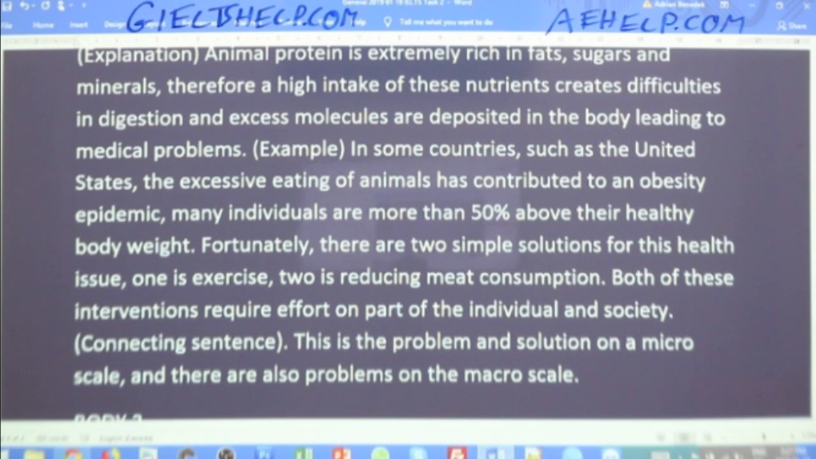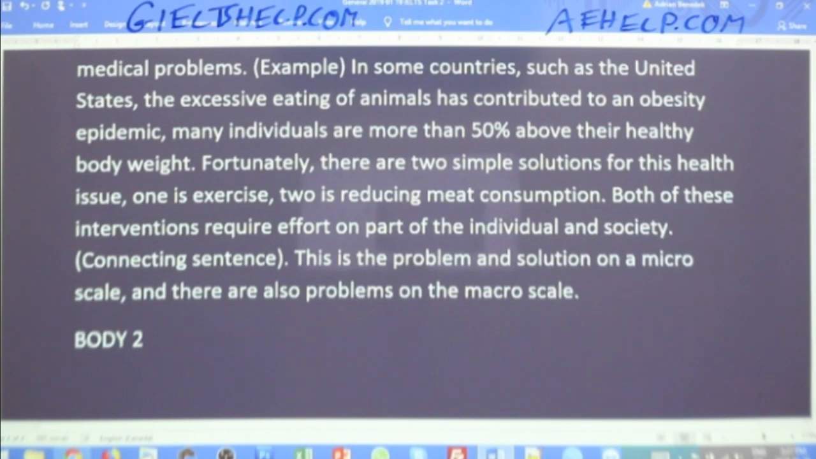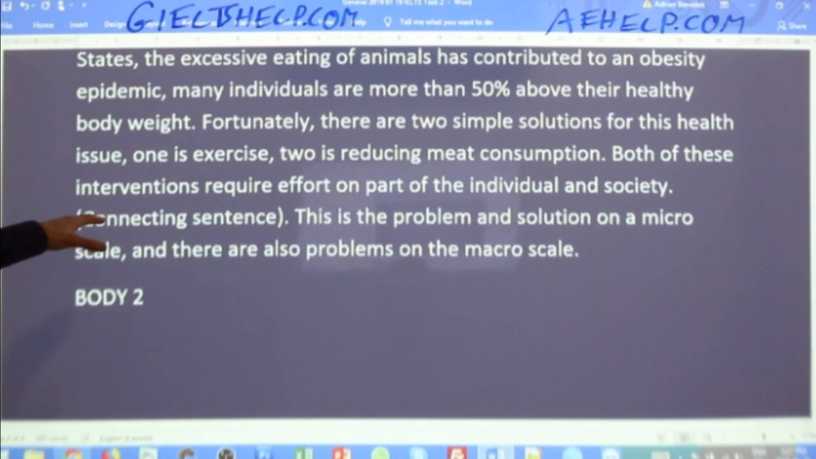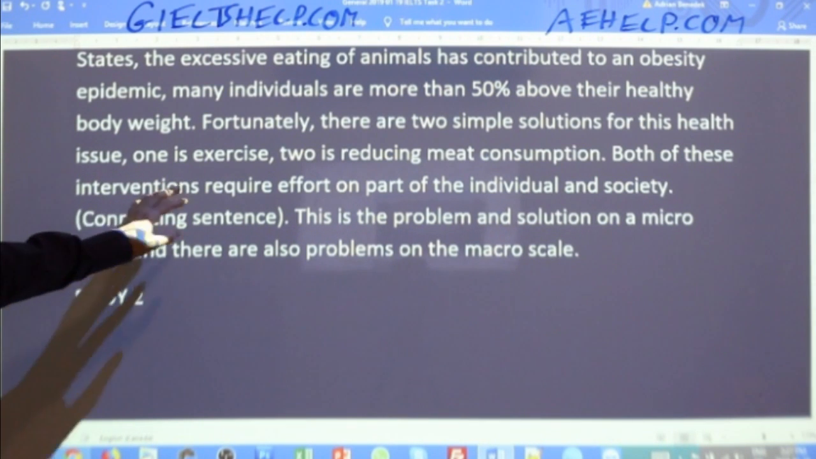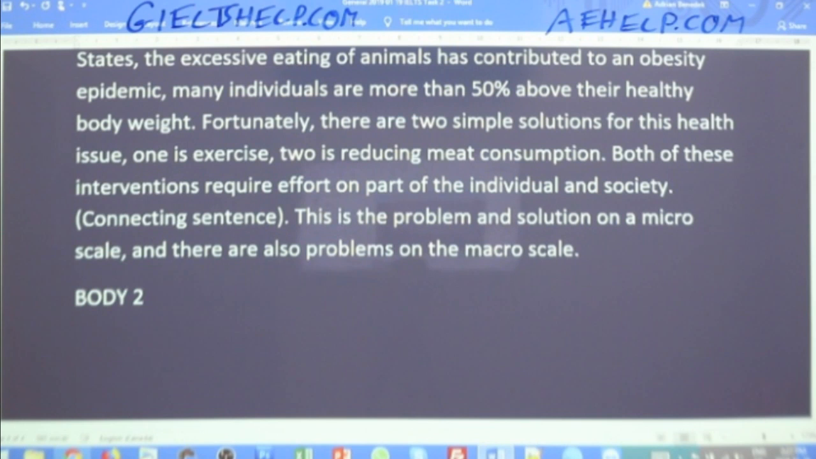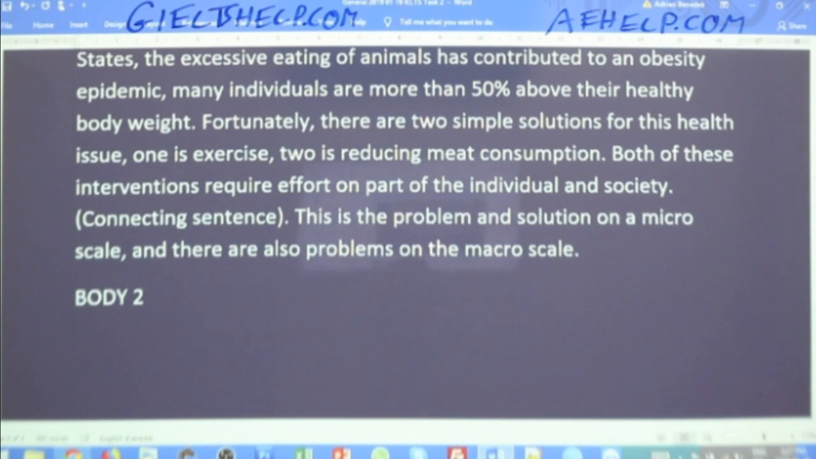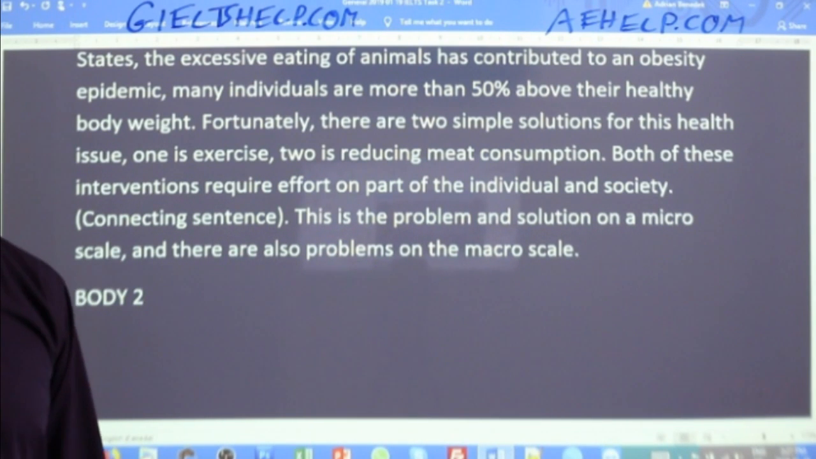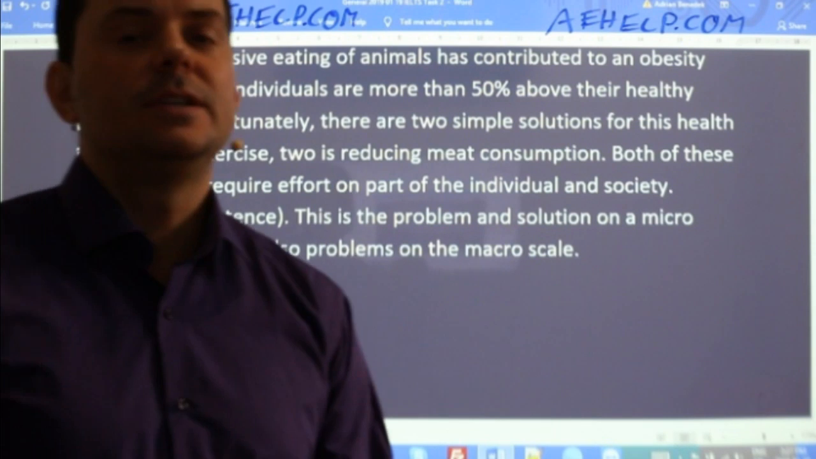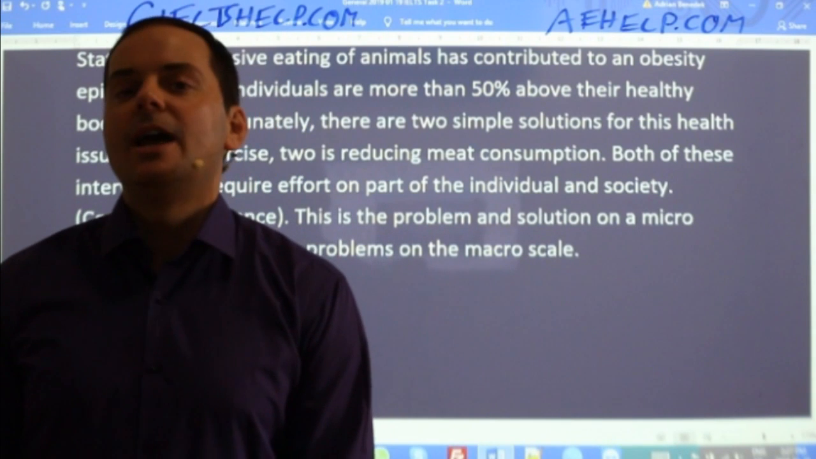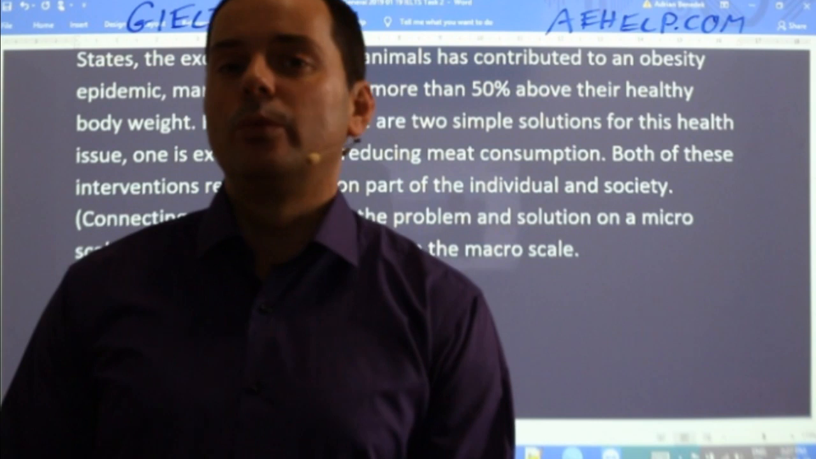Fortunately, there are two simple solutions for this health issue. One is exercise, two is reducing meat consumption. Both of these interventions require effort on part of the individual and society. This is the problem and solution on a micro scale, and there are also problems on the macro scale. Okay? So that's what the introduction and body paragraph 1 read like.